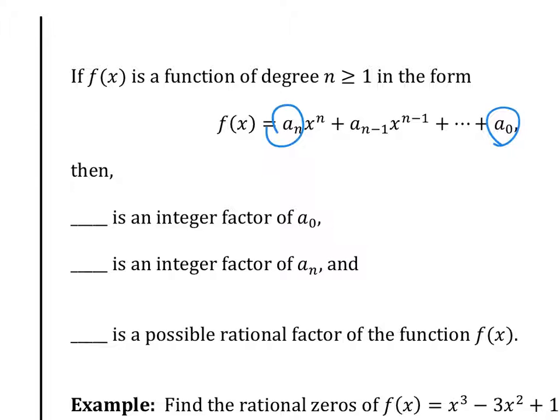And what you're going to do is look at the last constant first. What you're looking for is the plus or minus factors that make up that constant. Okay, we call that number p. And then we look at the leading coefficient, and we do the same thing. We look at the plus or minus factors, which we call q.